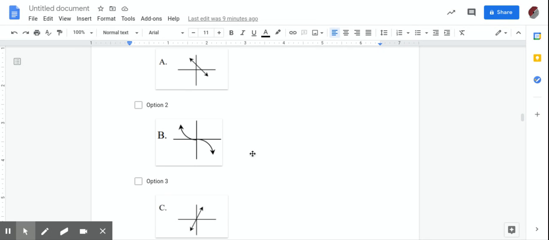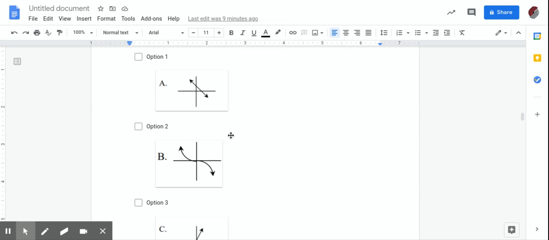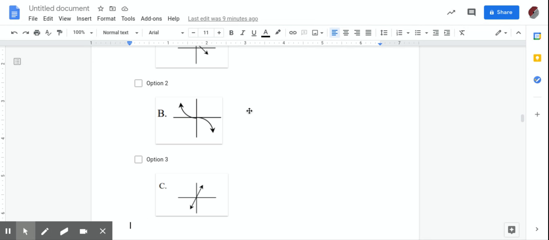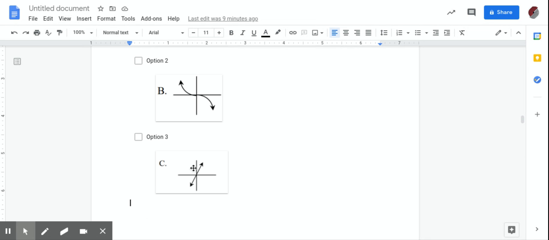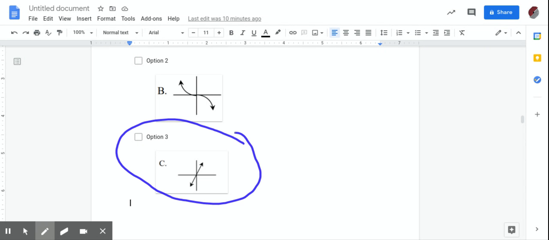So if we look here at our three graphs, we can instantly see that A is a straight line but does not go through the origin. So we can eliminate that one. We can see that B goes through the origin but is not a straight line. And then we have option 3 here. And we can see that option 3 is a straight line that goes through the origin. So that would be our correct answer.